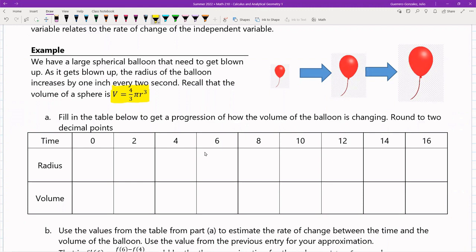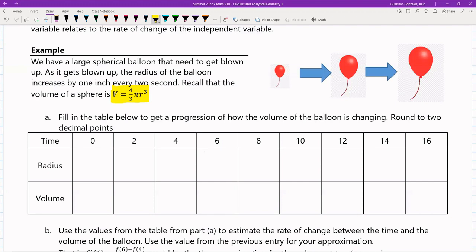Okay. So for this portion of the example, I'm going to do it sort of like the hard way, and I'm going to calculate these things out. So for this table, the very first row has the time: 0 seconds, 2 seconds, 4 seconds, 6 seconds, 8 seconds, so on and so forth. The second row is the radius at that time. And then the third row is the volume that's going to be computed using this equation that's in yellow for the volume of a sphere. Okay, so let's get started.